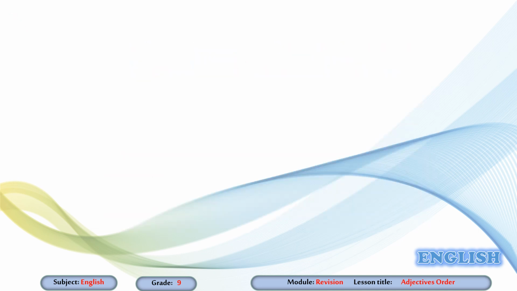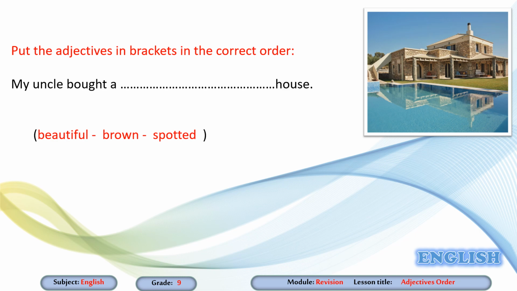Now let's do this exercise. Put the adjectives in brackets in the correct order. Let's read the sentence. My uncle bought a house. Here we have 3 adjectives: beautiful, brown, and spotted. What do you think the first adjective should be? Is it beautiful, brown, or spotted? Very good. It is beautiful, as it refers to opinion, your opinion about the house.